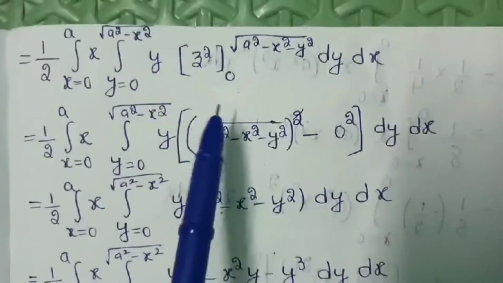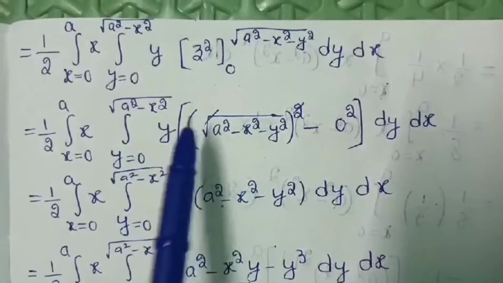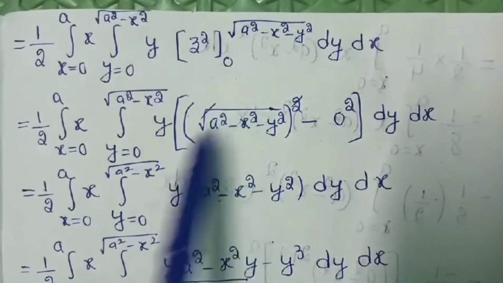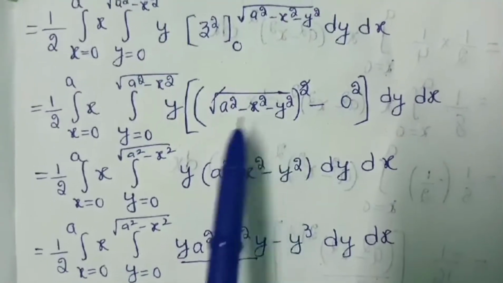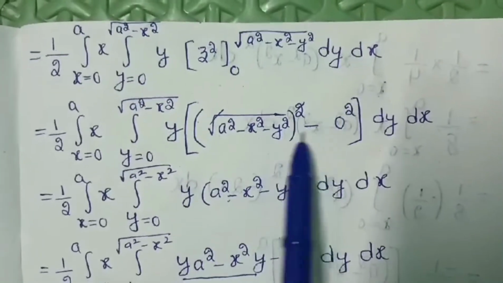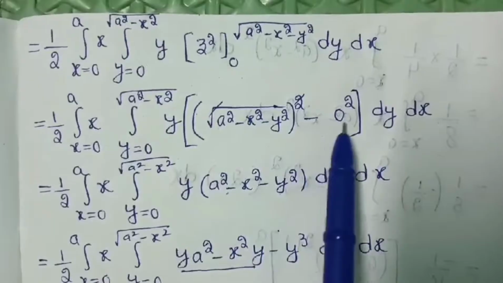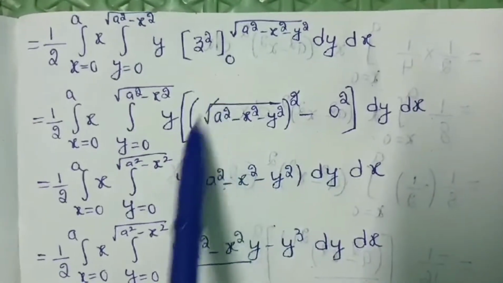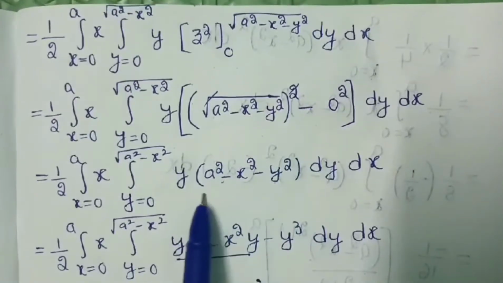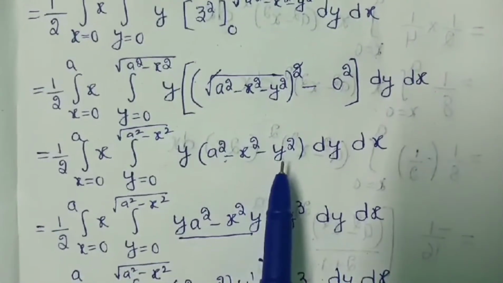Now we apply the limits, which is upper limit minus lower limit, which can be written as root of a square minus x square minus y square is the upper limit whole square, minus lower limit is 0, so we substitute 0 square. The value of 0 square is 0. Next we cancel square root and square. The value will become a square minus x square minus y square.